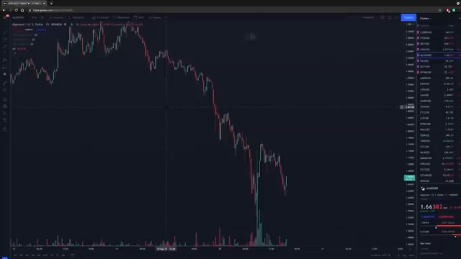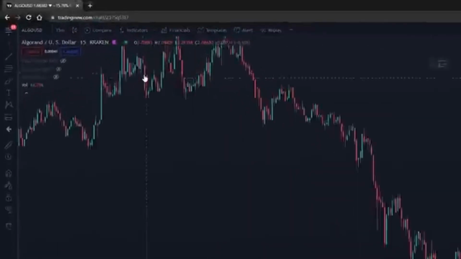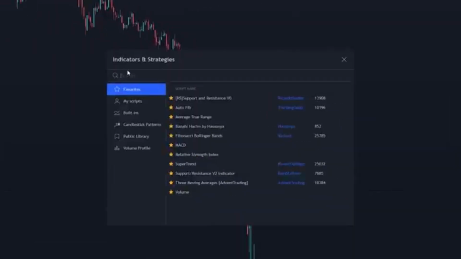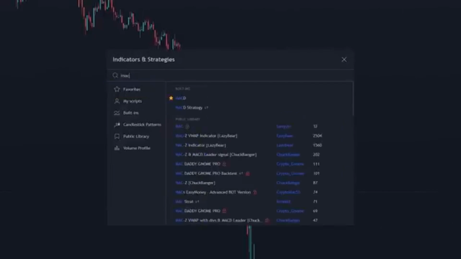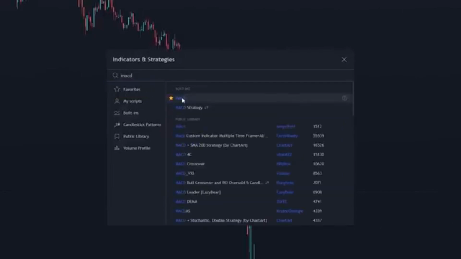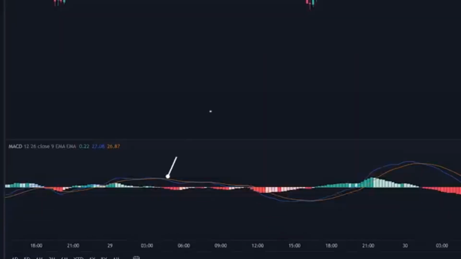To do that, you're going to go to TradingView or whatever chart website you prefer, and then you're going to go up here to the Indicators tab, type in MACD, and click this top one. Now that we have the MACD indicator added, let's make sure we know how the MACD actually works.